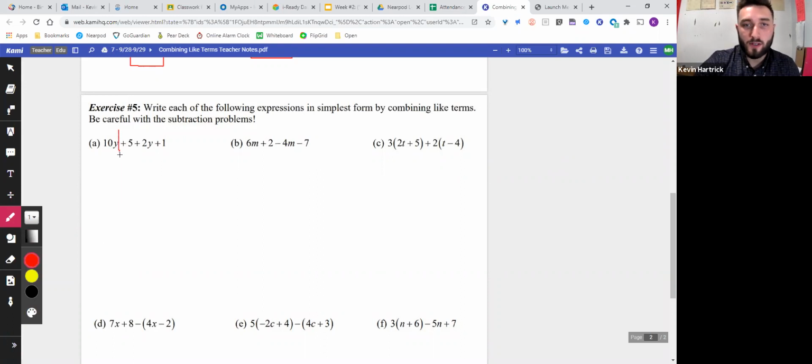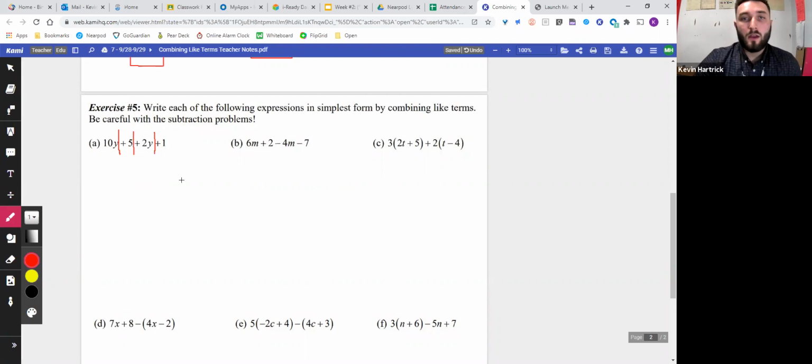First thing we're going to do is separate terms with our vertical lines. Always do that first. The second thing I'm noticing is that we have more than one type of term. We have a variable term, 10y, and 2y. We also have a non-variable term called a constant. We have two of those, a 5 and a 1, both positive.